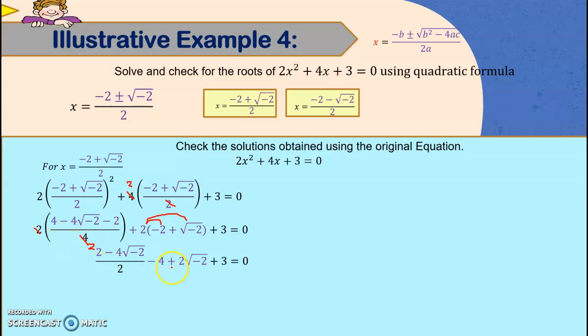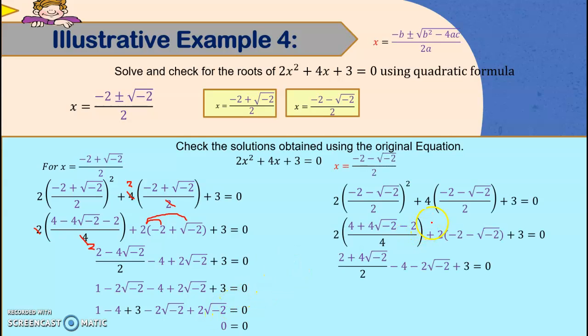Then moving on, we multiply them. 2 times -2 is -4 plus 2 square root of -2. And then this, if you simplify, is 1 minus 2 square root of -2 minus 4 plus 2 square root of -2 plus 3. 1 minus 4 plus 3 is 0. Then -2 square root of -2 plus 2 square root of -2 is 0 also. Same thing with the other equation. If you see the solution, they're almost the same. Thank you.